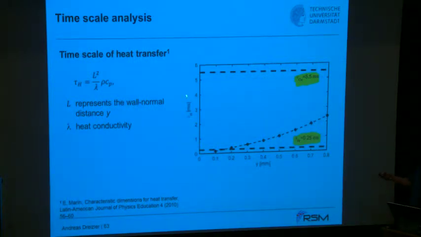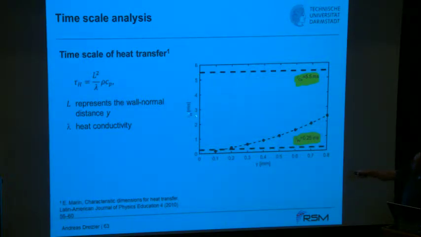You can estimate a time scale of heat transfer based on a length scale, heat conductivity, density, and heat capacity. This is done here for the values of our mixture. We take the heat conductivity from that, we know the heat capacity, we know the density of the unburned mixture, and we take as the characteristic length scale simply the distance from the wall. If you do that, you end up with this parabolic shape.